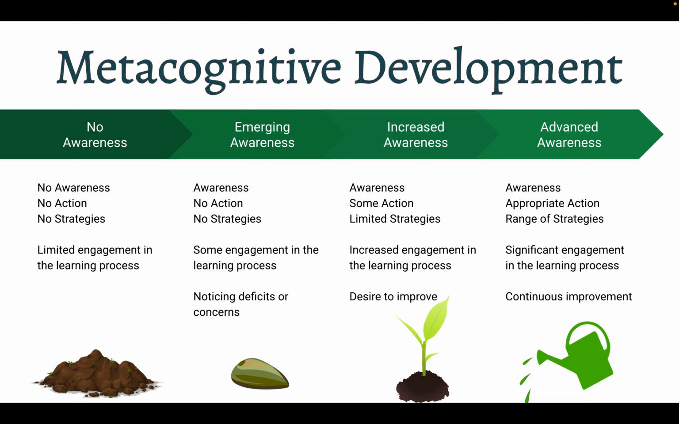They start taking some action and they might have strategies to rely on. So they have increased engagement in the learning process and they have a desire to improve. And eventually, advanced awareness is when a student takes appropriate actions because they're aware and they have a range of strategies to support their learning, and there's significant engagement in that process, along with a cycle of continuous improvement.